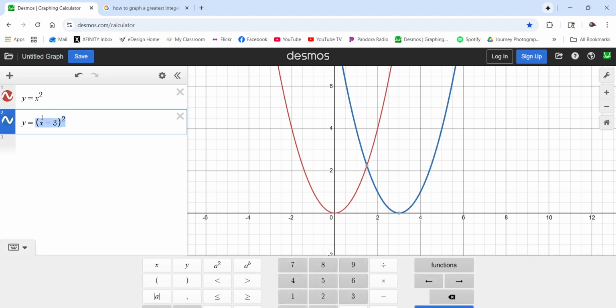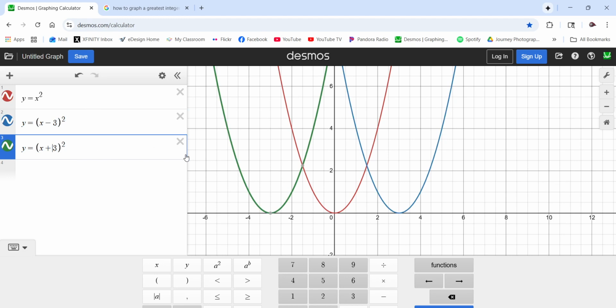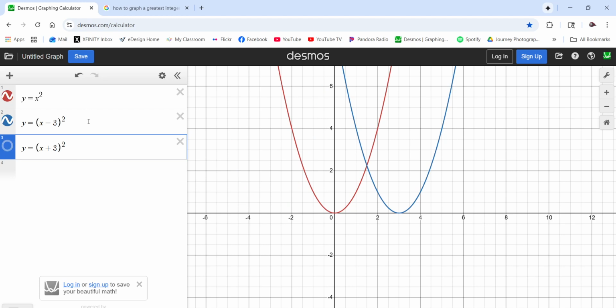So let's do another one. Let's copy that, put that here, and let's change this to a plus. See what it did? The green one took the original one and just moved it to the left 3 places. We already know that, but it's nice to see it visually, and we can do it super quick, all right? What if, let's go back to the blue one. Tell you what, let's hide that one. We'll keep the red one right where it is.